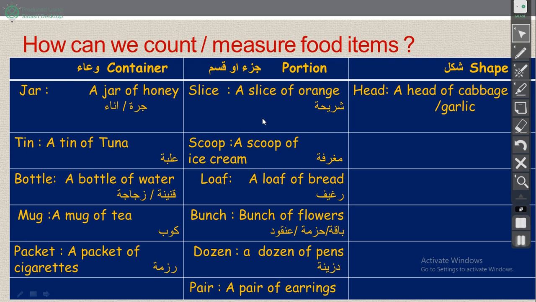Okay, and portion على صفحة لحال. Portion: slice, a slice of orange. Scoop of ice cream. Loaf, a loaf of bread. Bunch of flowers. Dozen of pens. Pair of earrings. Head, a head of cabbage. Garlic. Okay, cabbage ملفوف. Garlic ثوم.